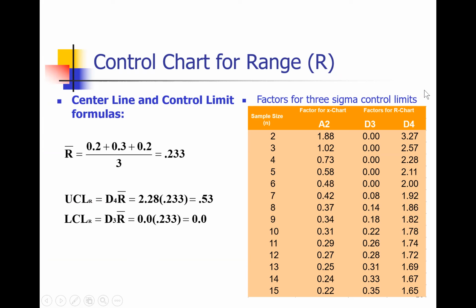This type of table is usually available for reference. You do not need to develop this type of table. This is known as factors for 3 sigma control limits. Just you need to know how to calculate the average range. Can you remember this 0.2, 0.3 and 0.2?